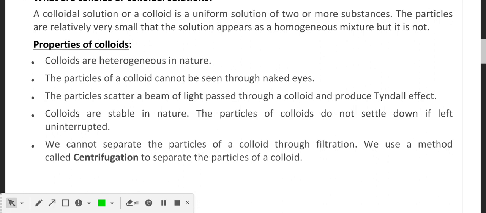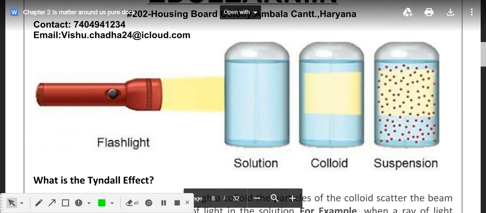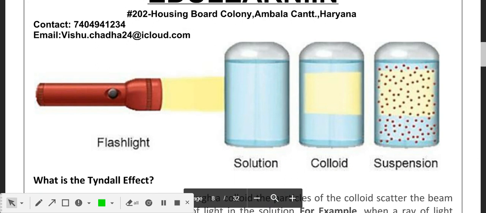So when we cannot separate the particles of a colloid through filtration, we use a method called centrifugation. So in this case, we have to use the centrifugation method to separate the particles of a colloid. What is the centrifugation method? We will study it in the same video only. It's the upcoming topic. See this. In case of a solution, you cannot visualize the flashlight, and in case of a colloid, it's visible. In case of a suspension, it seems like this, as shown in the figure.